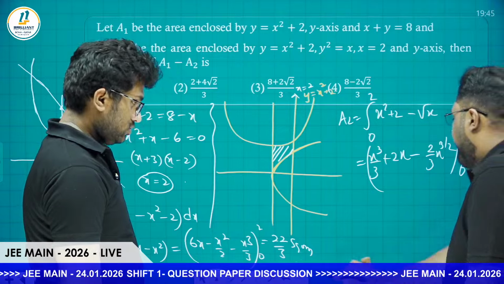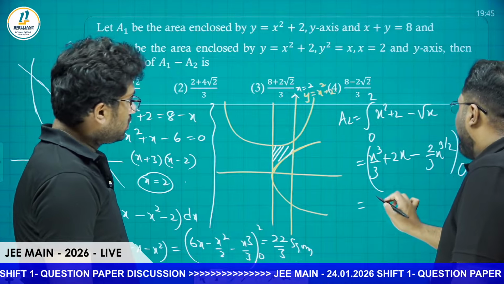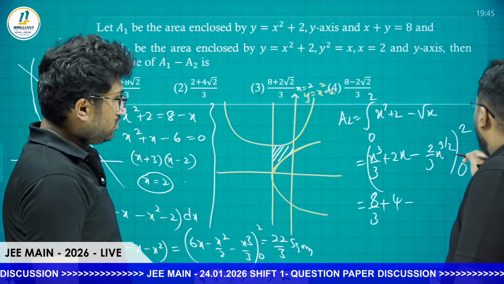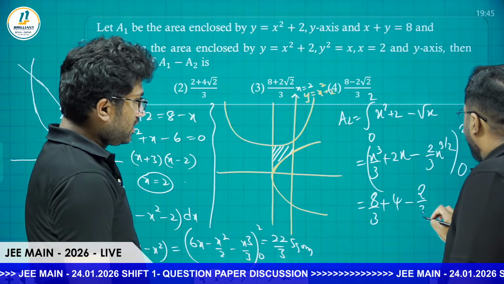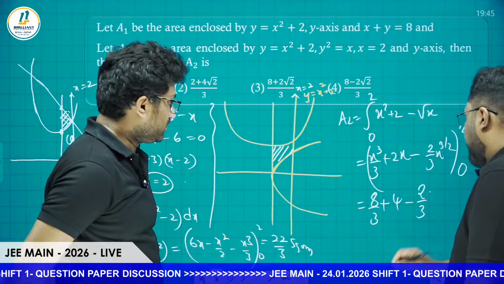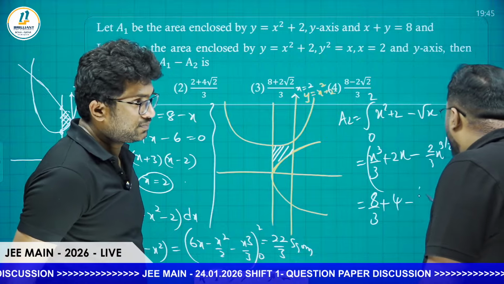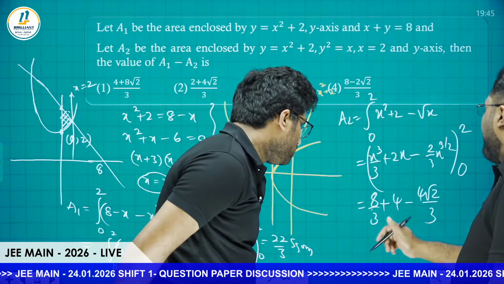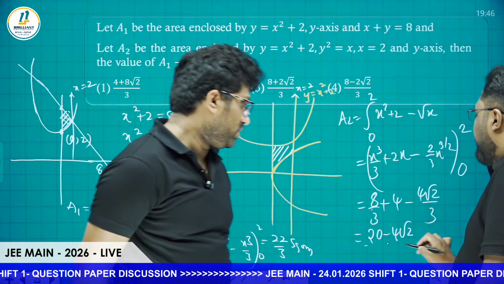So if you apply the limits 0 to 2, it is 8 by 3 square units plus 4 minus root 2 cubed. Root 2 cubed is 2 root 2, into 2, that is 4 root 2 by 3. And 8 by 3 plus 4 is 20 by 3. So 20 minus 4 root 2 by 3.